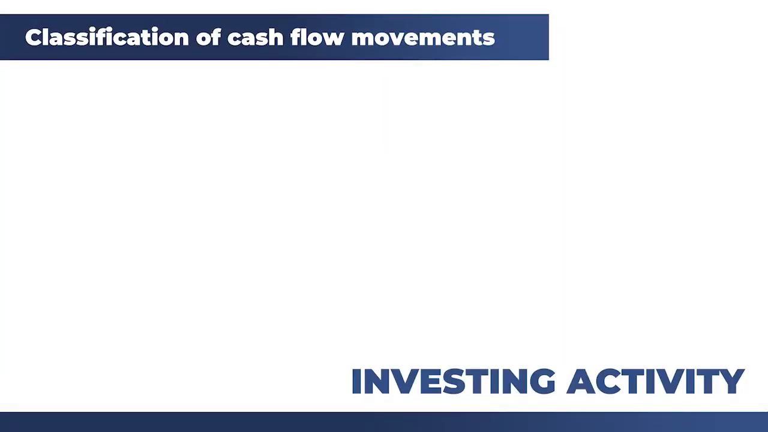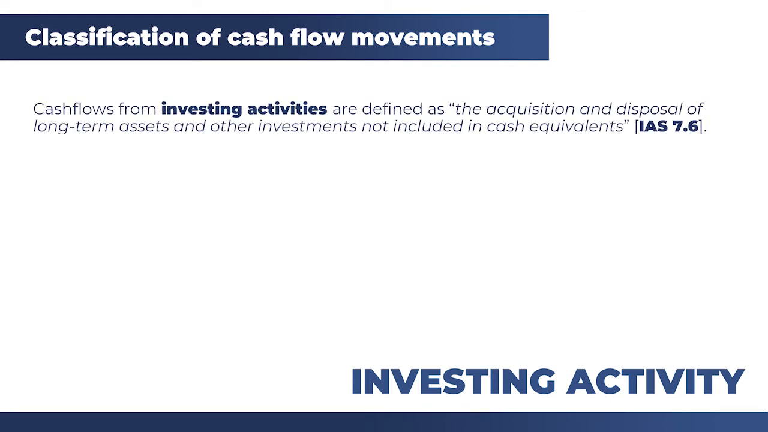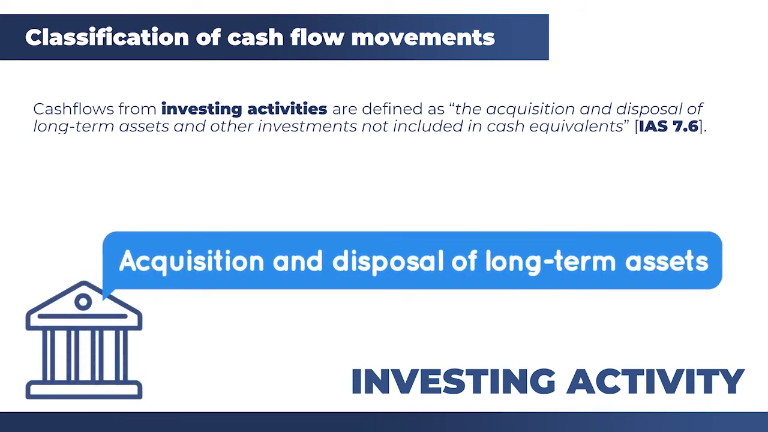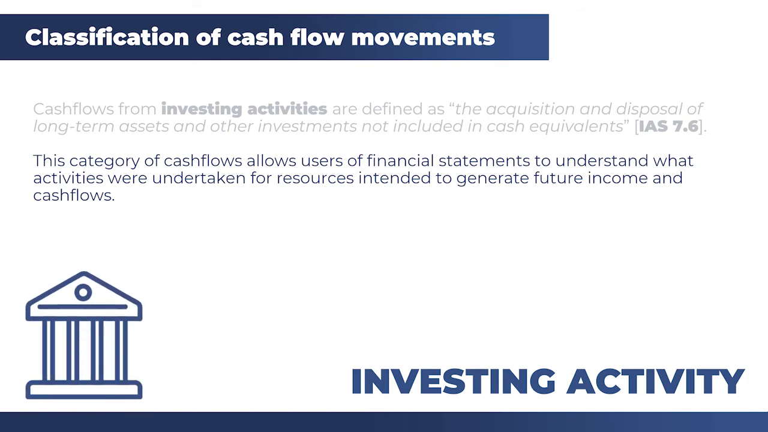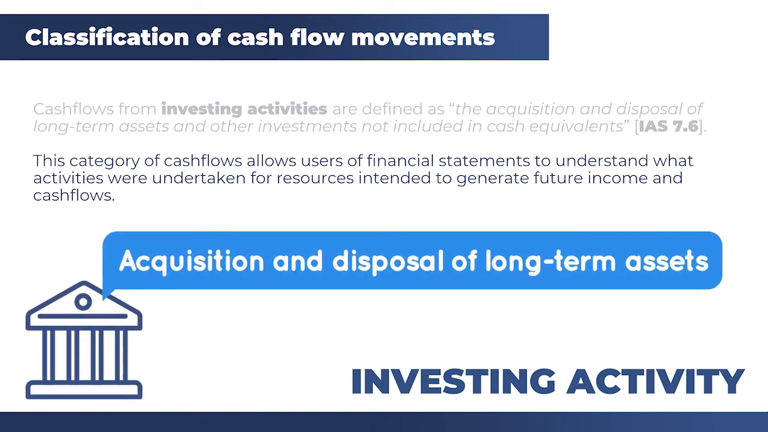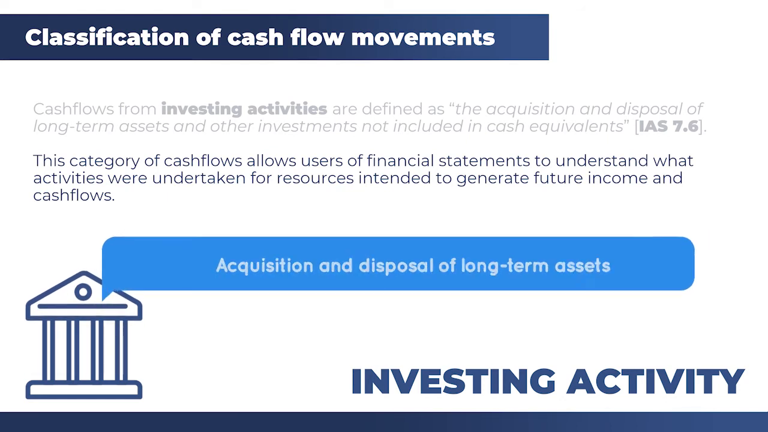We now move on to the investing activities. Cash flows from investing activities are defined as the acquisition and disposal of long-term assets and other investments not included in cash equivalents. This category of cash flows allows users of financial statements to understand what activities were undertaken related to the resources intended to generate future income and cash flows.